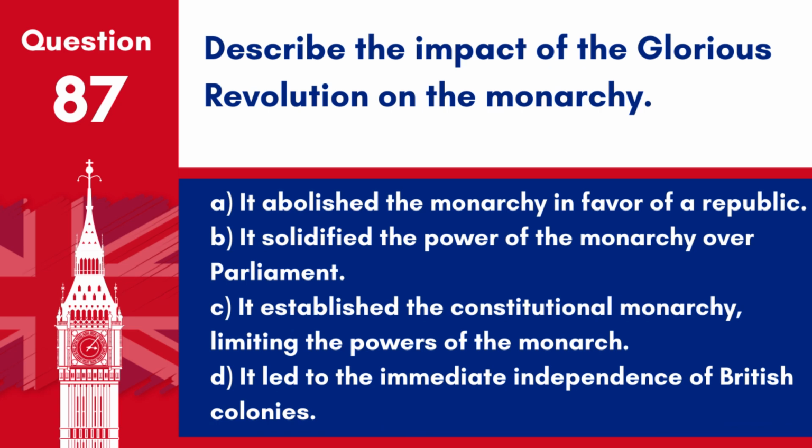Question 87. Describe the impact of the Glorious Revolution on the monarchy. A. It abolished the monarchy in favour of a republic. B. It solidified the power of the monarchy over Parliament. C. It established the constitutional monarchy, limiting the powers of the monarch. D. It led to the immediate independence of British colonies.